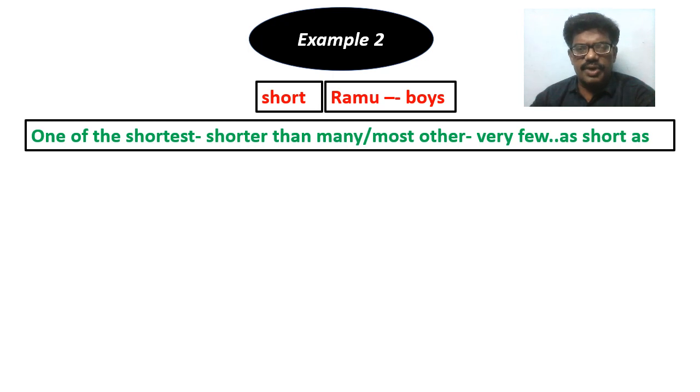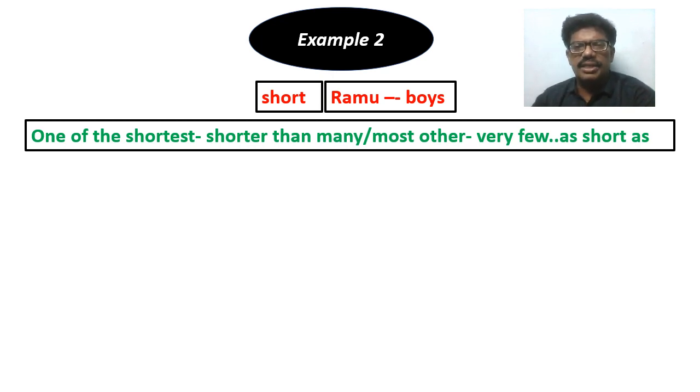Look at the example number 2. Here we make use of the adjective short to compare the more than two units such as Ramu and other boys. In this regard, we use the expressions one of the shortest for superlative degree, shorter than many other or most other for comparative degree, very few as short as for positive degree.